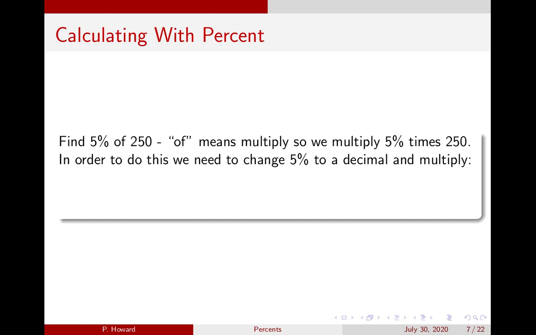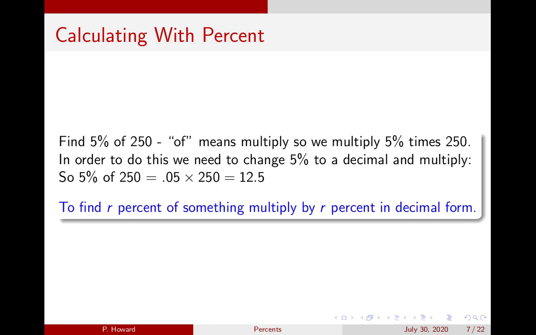Change to a decimal before multiplying. So 5% of 250 is 0.05 times 250. The result is 12.5. And in general, to find a percent of something, you multiply by the percent in decimal form.